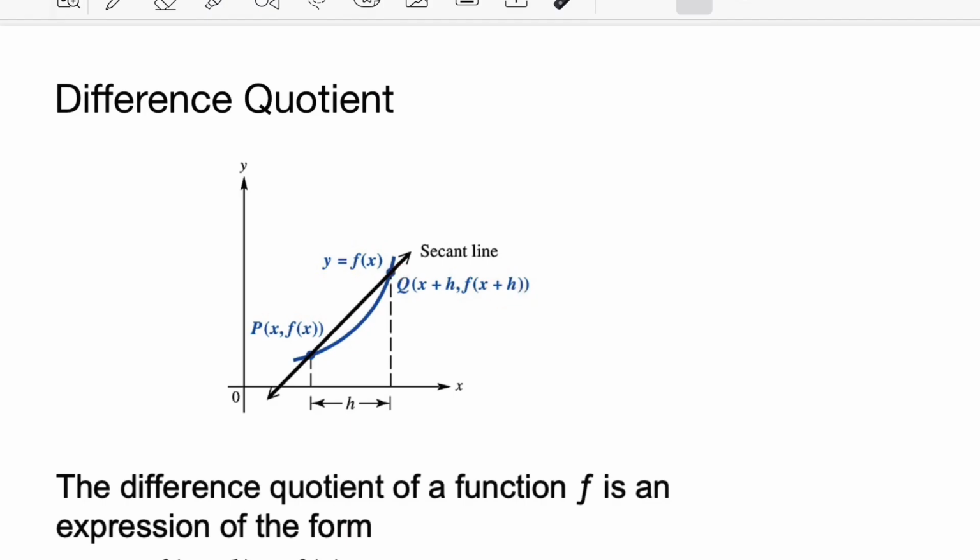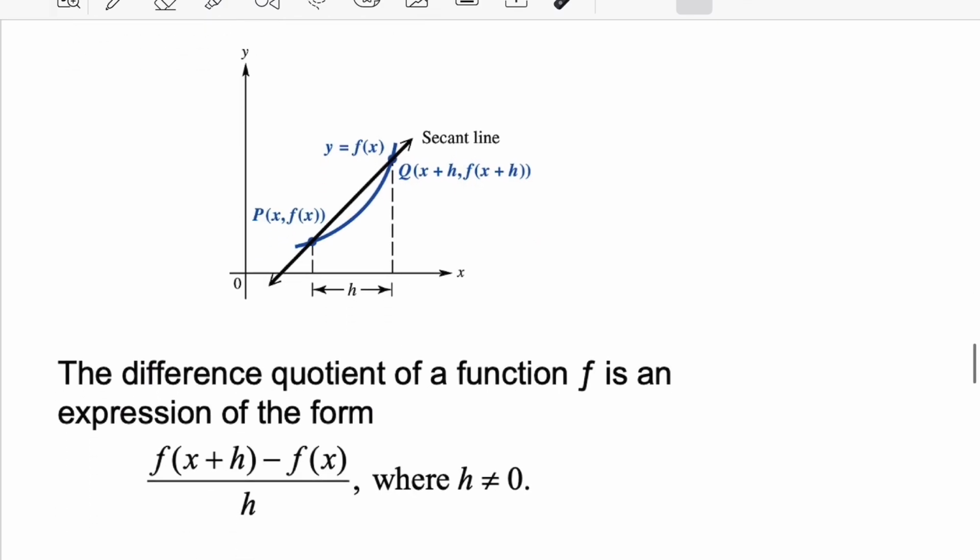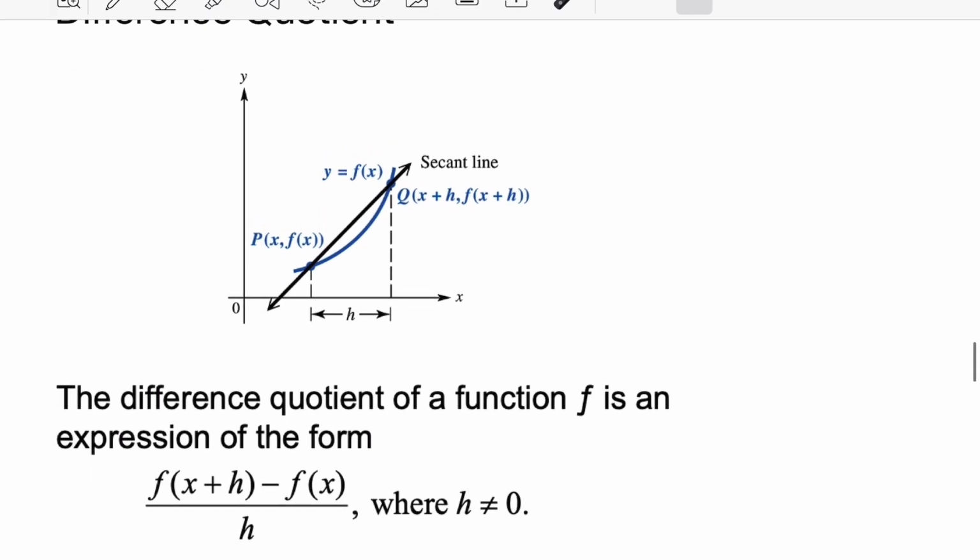x plus h. Okay, so the purpose of the difference quotient is to calculate the slope of this secant line, but it also provides a way to approximate the rate of change of a function at a specific point. And so we'll get into that a little bit later, and you'll definitely see that if you're taking calculus. But for now, we're just going to look at this formula here. So the difference quotient of a function f is an expression of this form here, where again, we can't divide by 0. And so we'll look at an example of this.